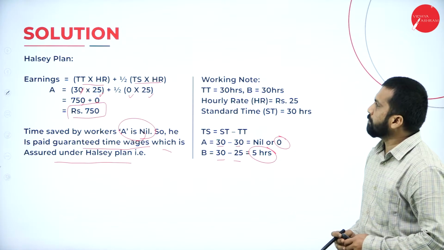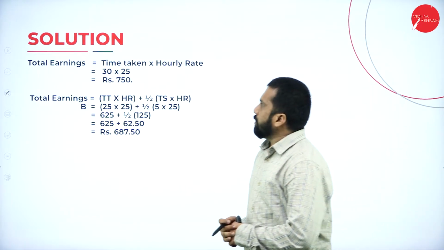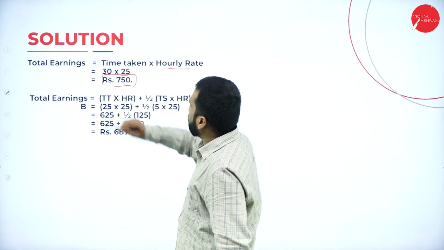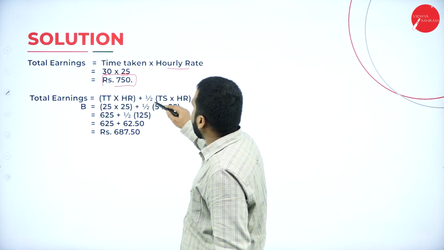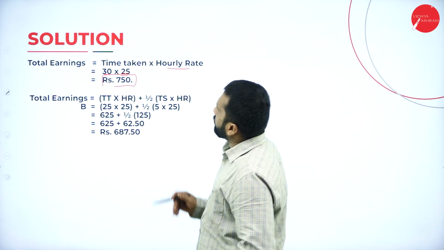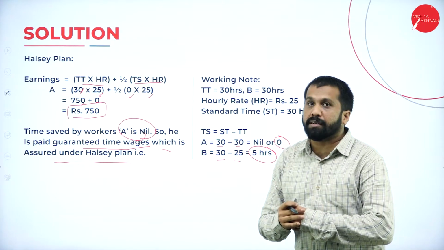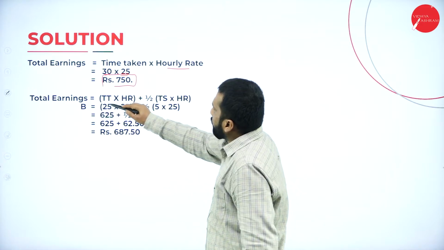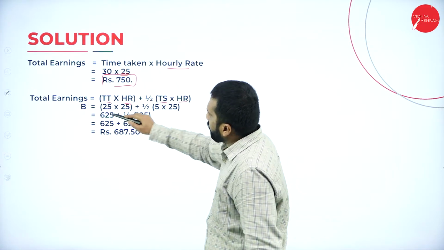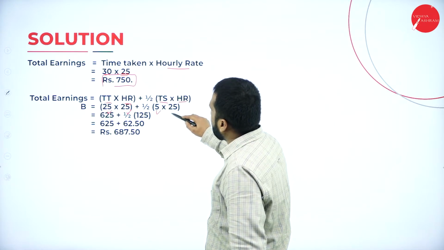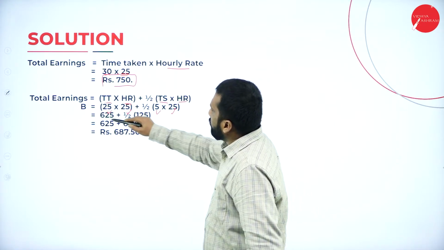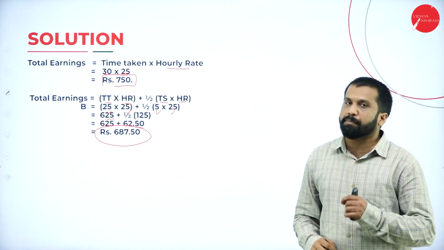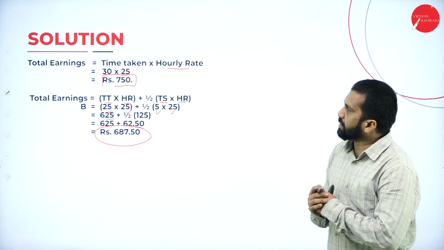Similarly, the total earning, time taken, hourly rate, everything. See, 30 into 25, it is 750. Whatever we are doing here is the wholesale plan, and what we have done is only for Mr. A, and this is for B. Later, we'll go for the Rowan plan. Time taken into hourly rate plus time saved into hourly rate: 25 multiplied with 25, 5 multiplied with 25. Now, 625 plus half of 125, your final answer is 687.5. Hope you got this answer.